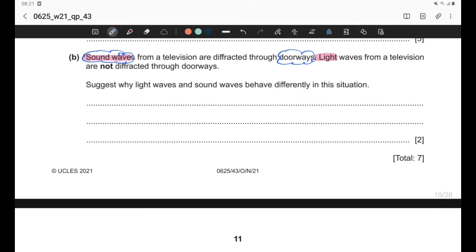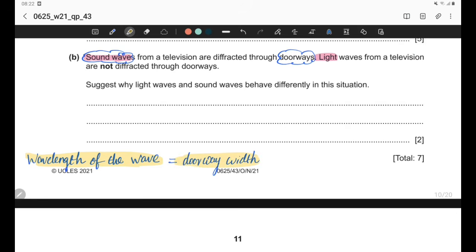So here the first thing we should know is, in order to have the best diffraction, the important condition is that the wavelength of that wave, whether it is a sound wave or light wave, must be equal to the gap width or doorway width. So for any wave, if its wavelength is matching with the width of the doorway, then such waves will diffract.